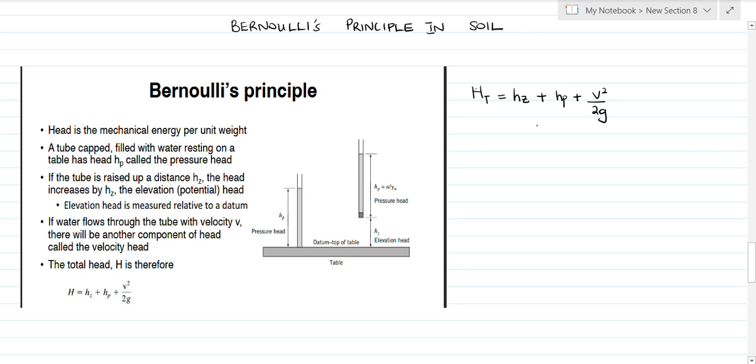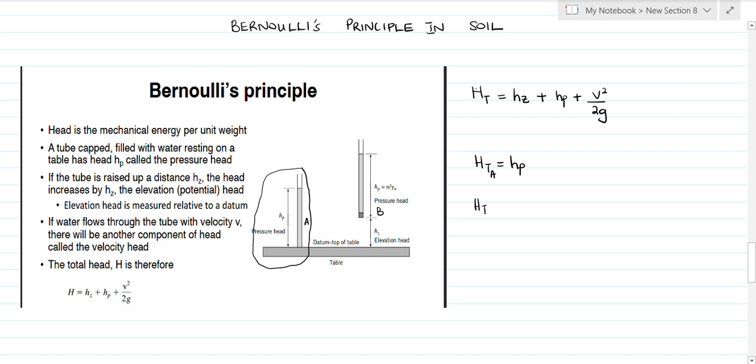Now, what does this mean? So the elevation head. Let's take this image for instance. Let's say we have a table, then we have a tube filled with water. Let's call it case one, case two. In case one, we are considering water that is not flowing, and so the total head is equal to the pressure head, which is the column of water in the tube, because the water is not flowing.